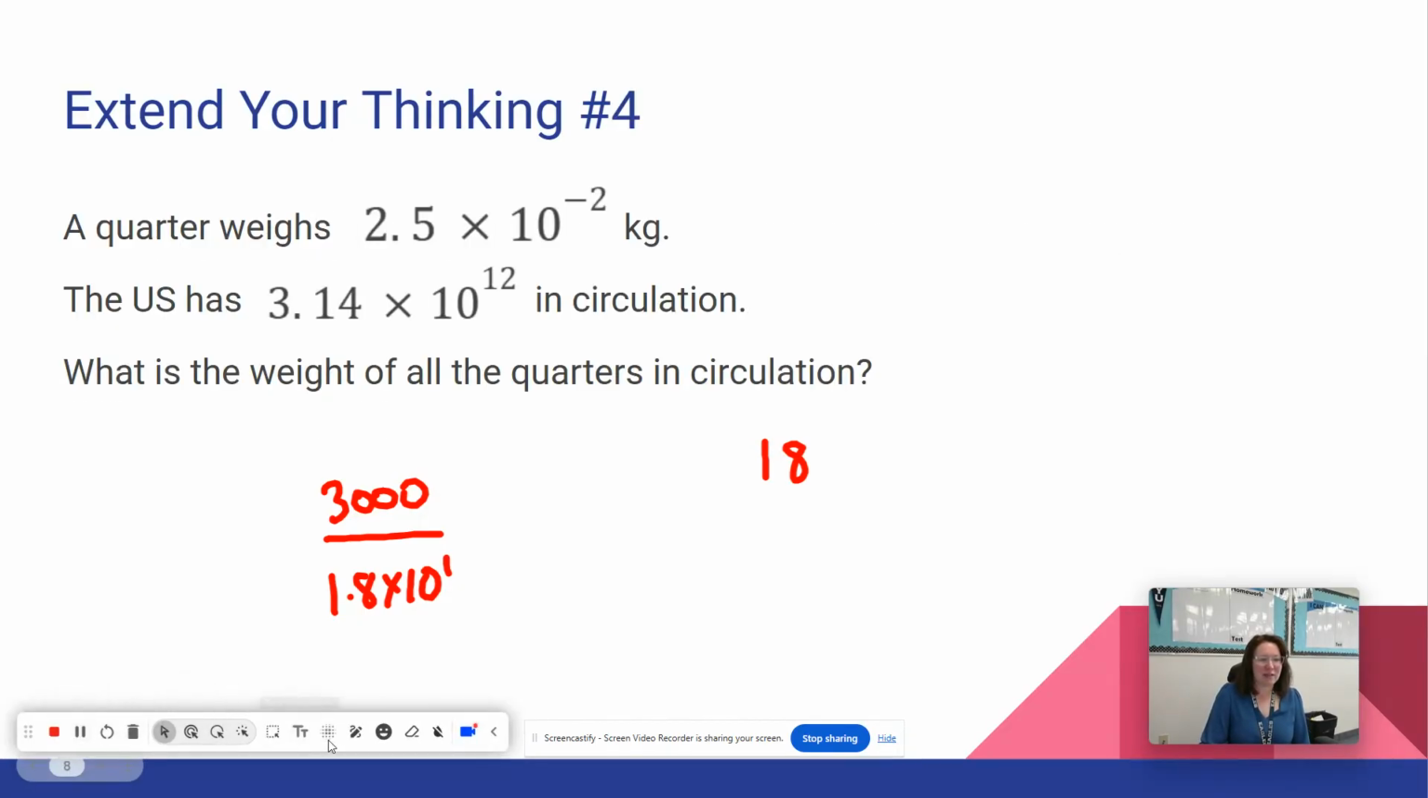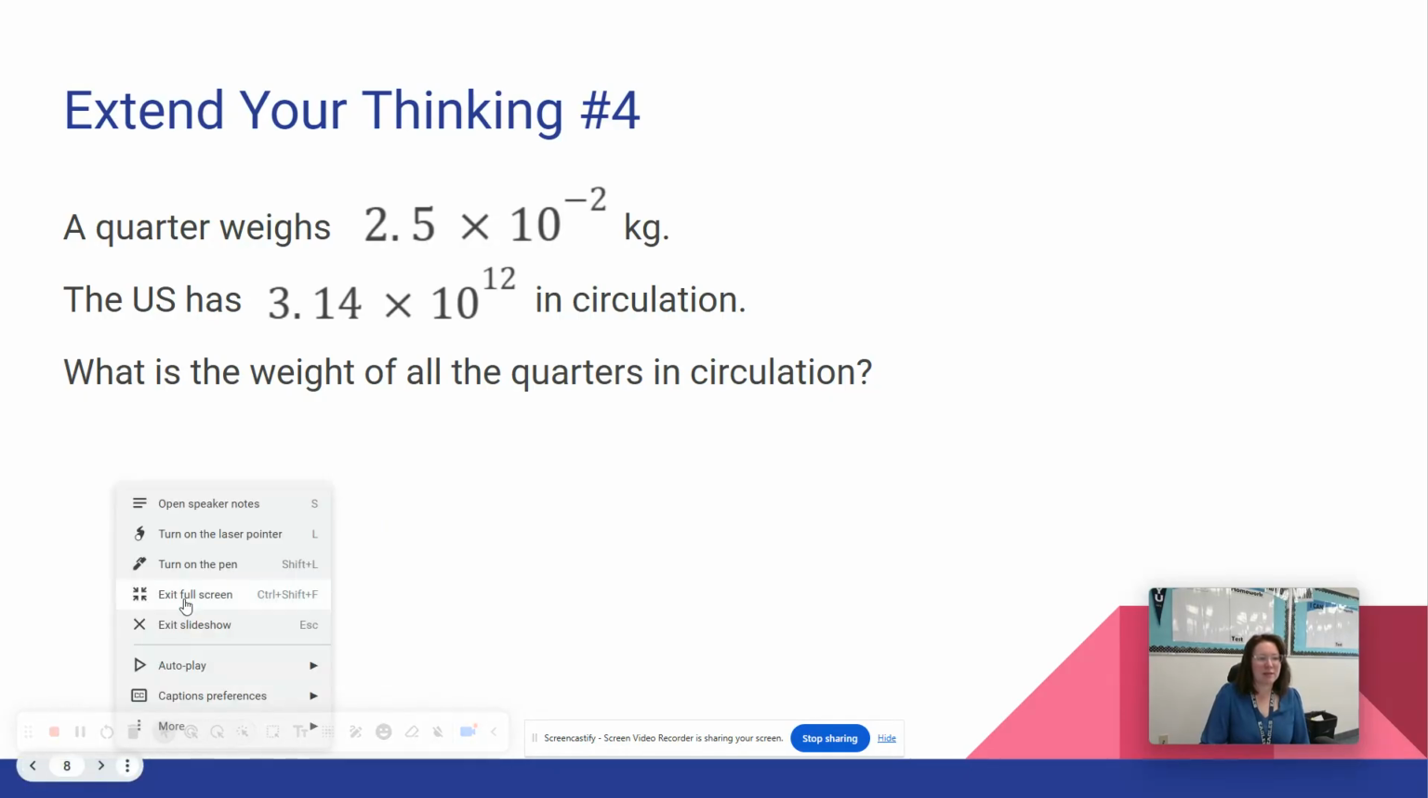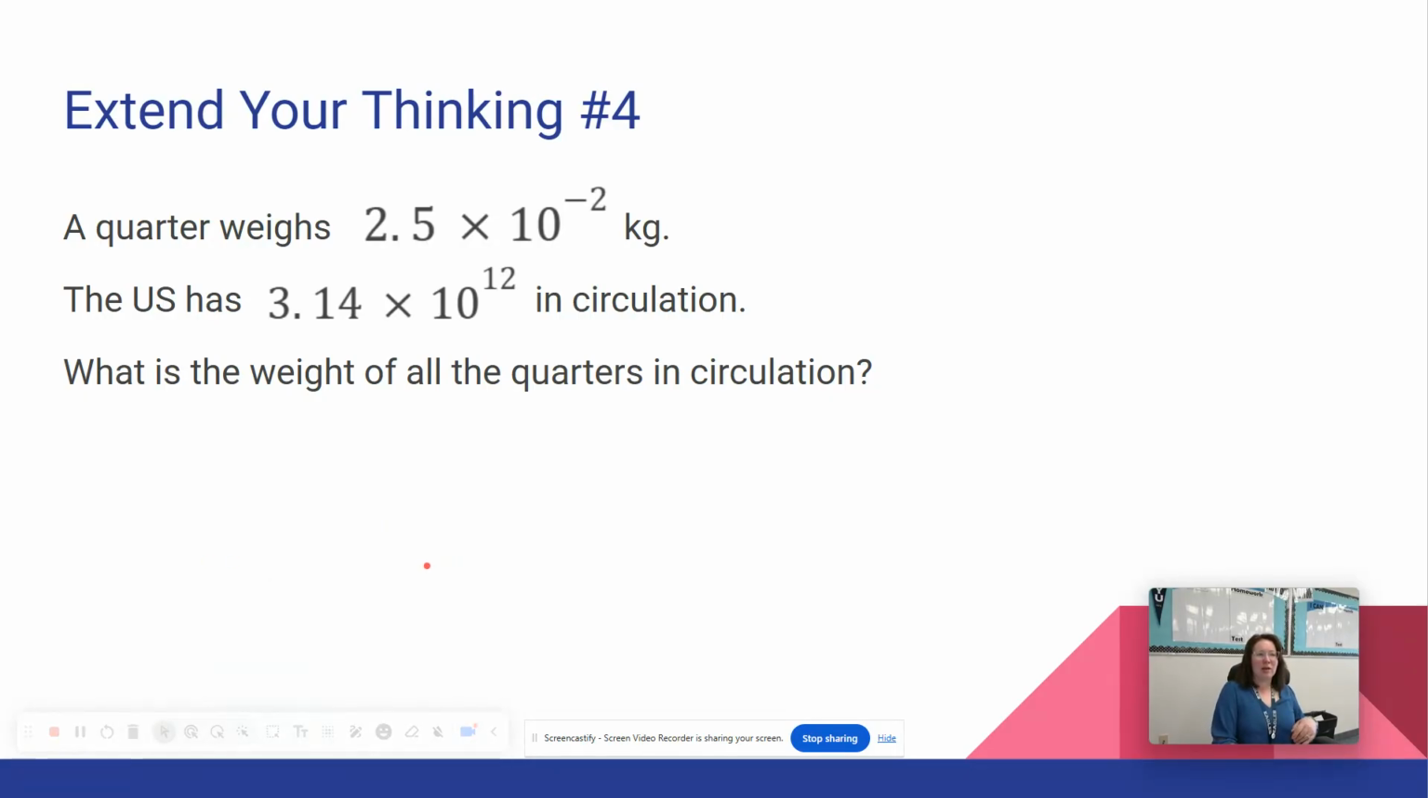Oh, interesting. It didn't erase. There. I see what I did. Okay, a quarter weighs this much. The U.S. has this many quarters in circulation. In circulation just means in existence in the United States. There are that many quarters. What's the weight of all the quarters in circulation? Well, we need this weight over and over and over again this many times. So that means we multiply.